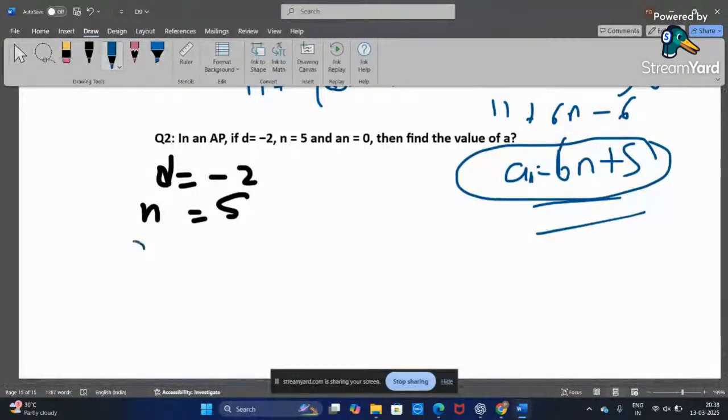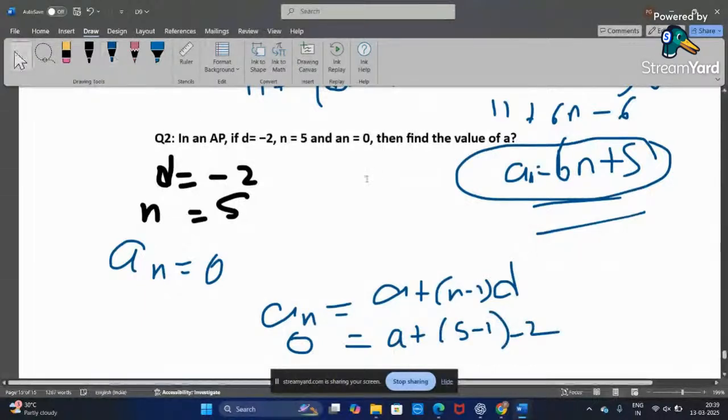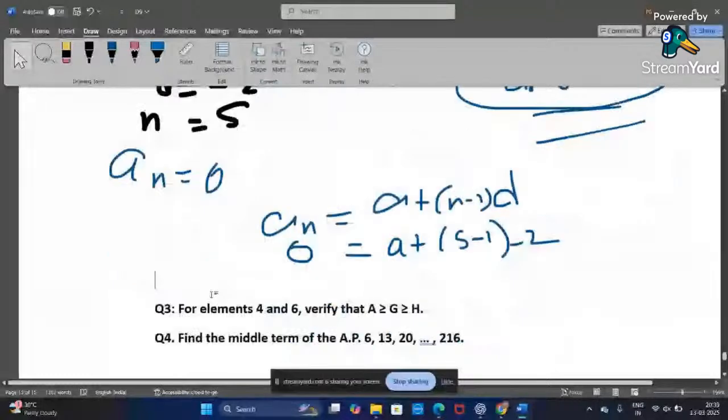Here, an is 0. The formula is an equals A plus n minus 1 d, right? What is your an here? 0. And A is what we need to find out. So it is A, and n is 5 minus 1. Your D is minus 2. Up to here it's clear? Okay.